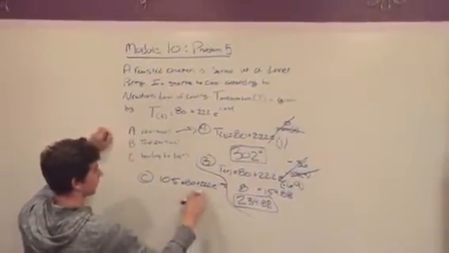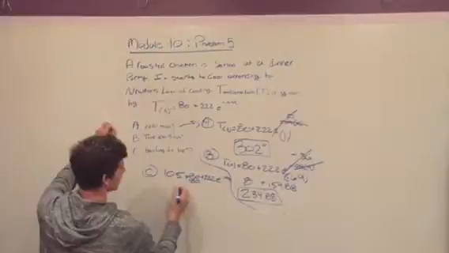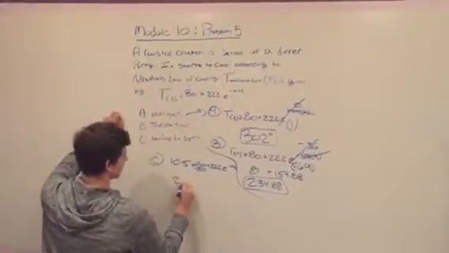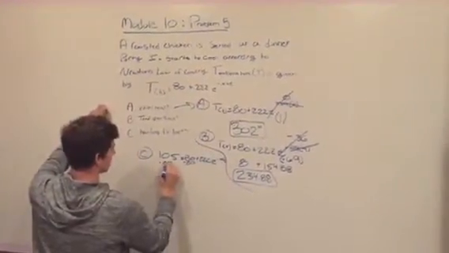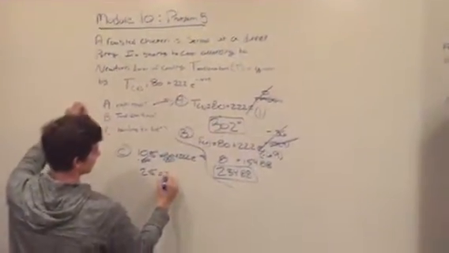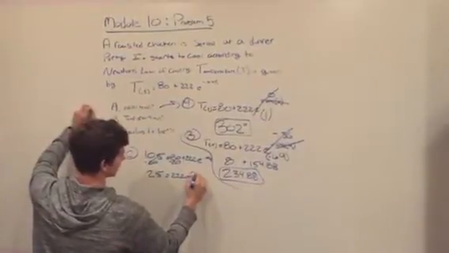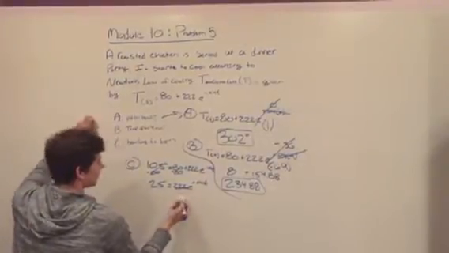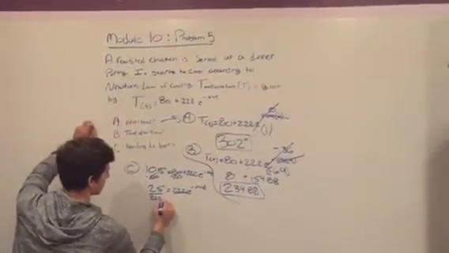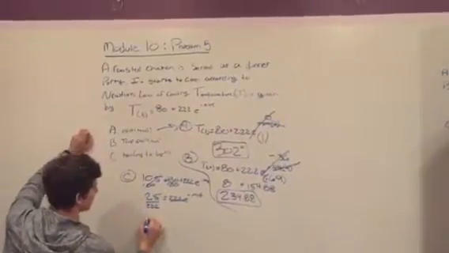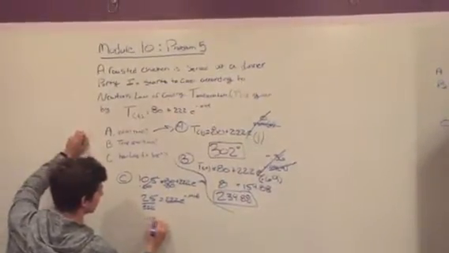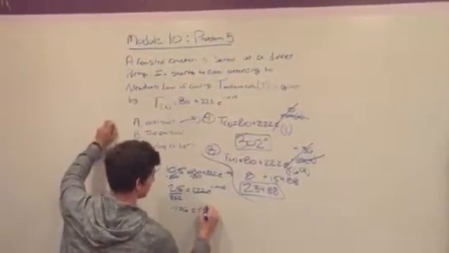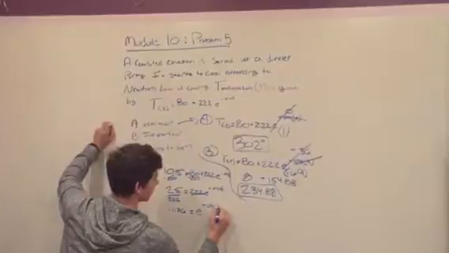To get rid of this first, you want to subtract 80, just like any algebraic problem, and that's going to give you 25 equals 222e^(-0.04t). Next, you want to divide by 222, which is going to give you 0.1126, which equals e^(-0.04t).